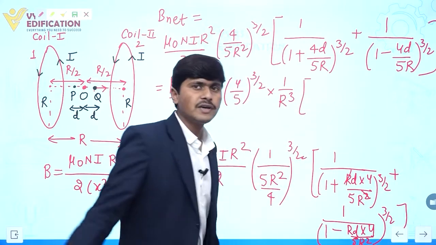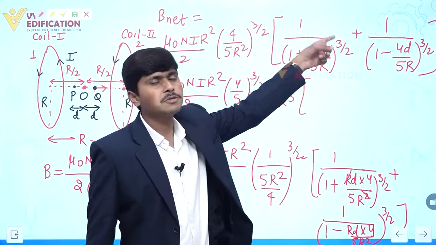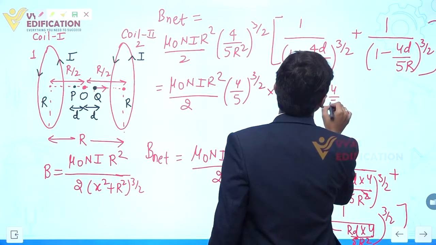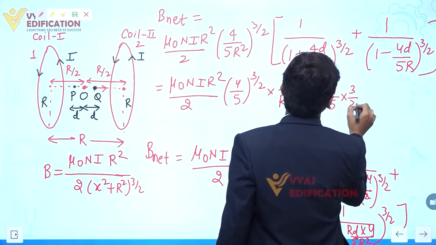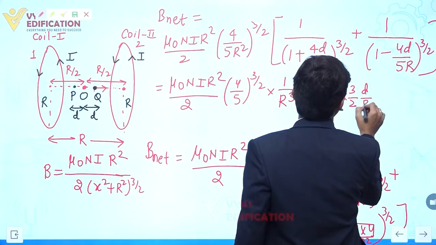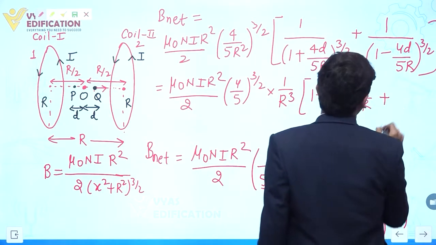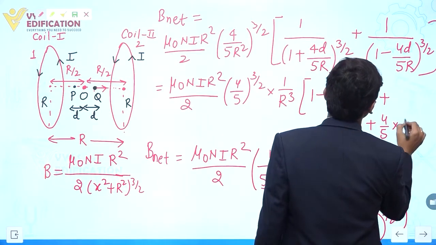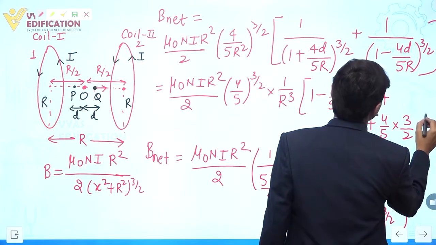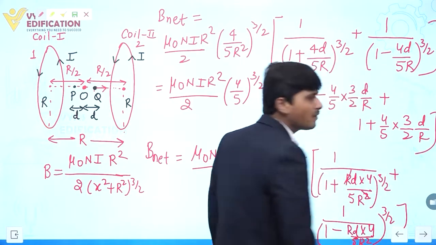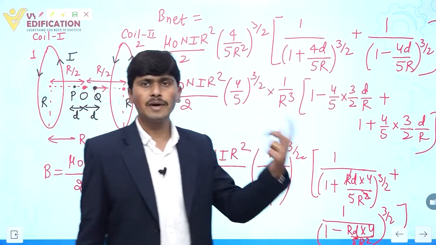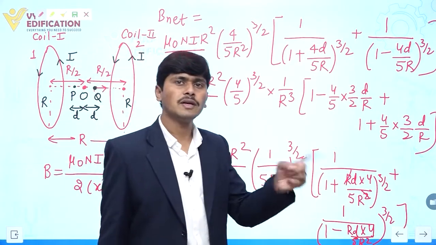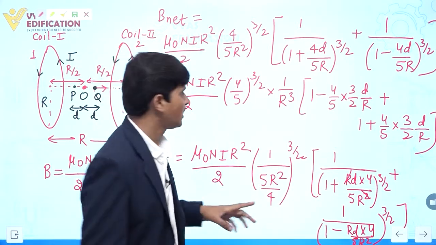Clear? Now when this goes to the numerator, this becomes minus 3 by 2, and this is 1 minus 4 by 5 into 3 by 2, d by r. Clear? Plus I can write 1 plus 4 by 5 into 3 by 2, d by r. Actually we know (1 plus or minus x) to the power minus n, when x is very less than 1, is approximately 1 minus or plus nx. Clear?